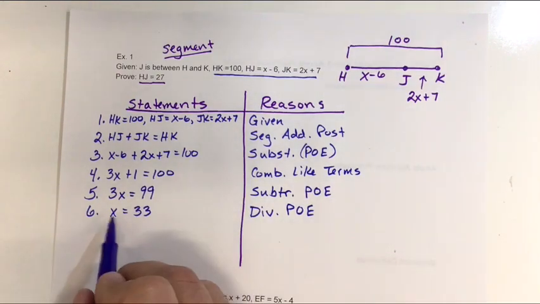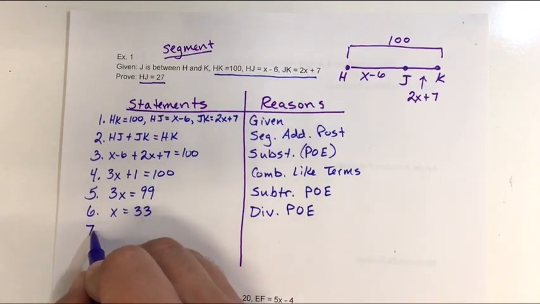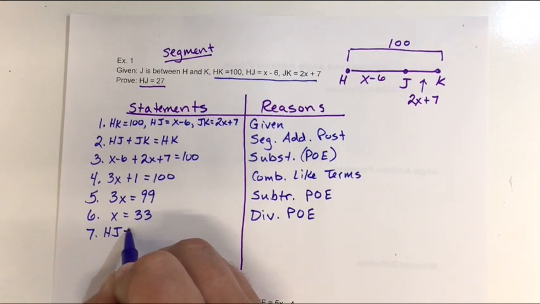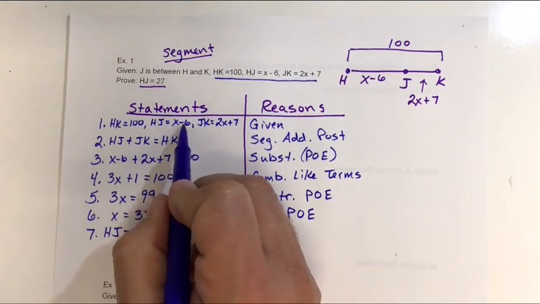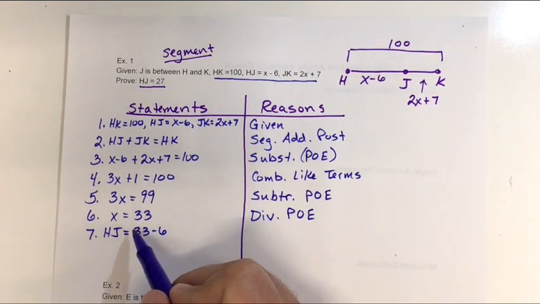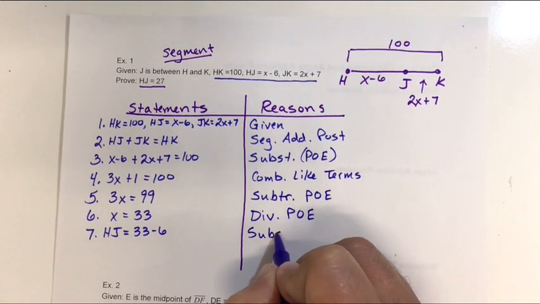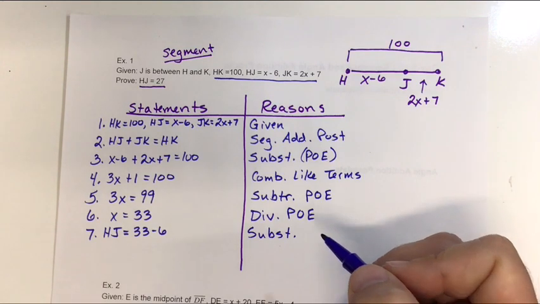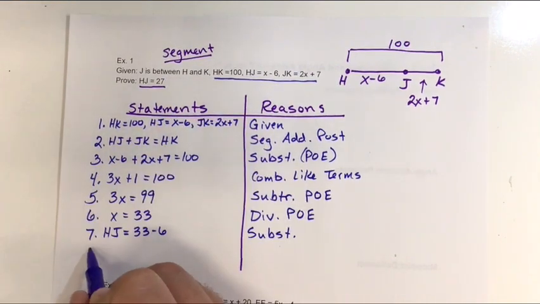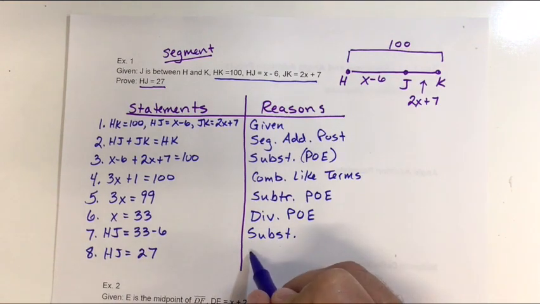But we're not done. That's not what I'm trying to prove. I'm trying to prove HJ equals 27. So what I'm going to do now is go back to my HJ expression that I've used in my given. I'm going to write HJ equals, but instead of writing x minus 6, I'm going to write 33 minus 6. Once again, we took out the variable x and we put in 33. That's always substitution. There's only one more step, and that's just to simplify this. 33 minus 6 is 27, so I need to finish my proof by saying HJ equals 27, and all we did was simplify.